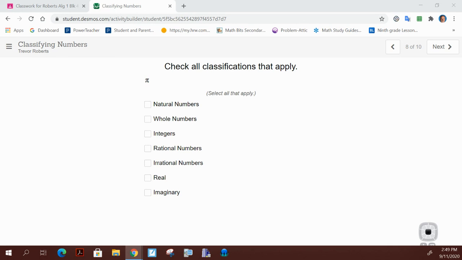Madison, can I ask you a question? All right. So looking at pi, what is it? It's irrational. Here's a place a lot of you will want to make a mistake if you're not careful. It's irrational and real. Perfect.